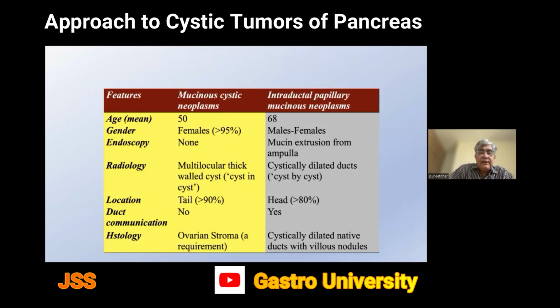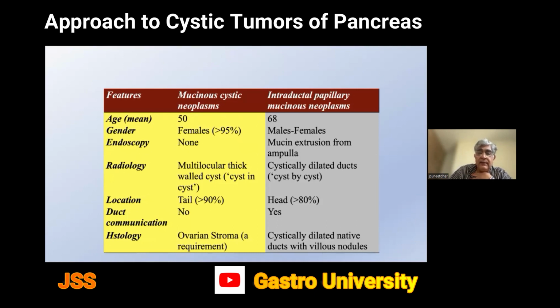So just to recapitulate, the mucinous ones are the most important, and there could be a gender bias in each of them. The ages, remember the cysts tend to be multilocular cysts within the cyst. In IPMNs, the cysts are next to the cyst by cyst. The IPMNs tend to be more in the head, so we need to be very sure they're malignant or pre-malignant.